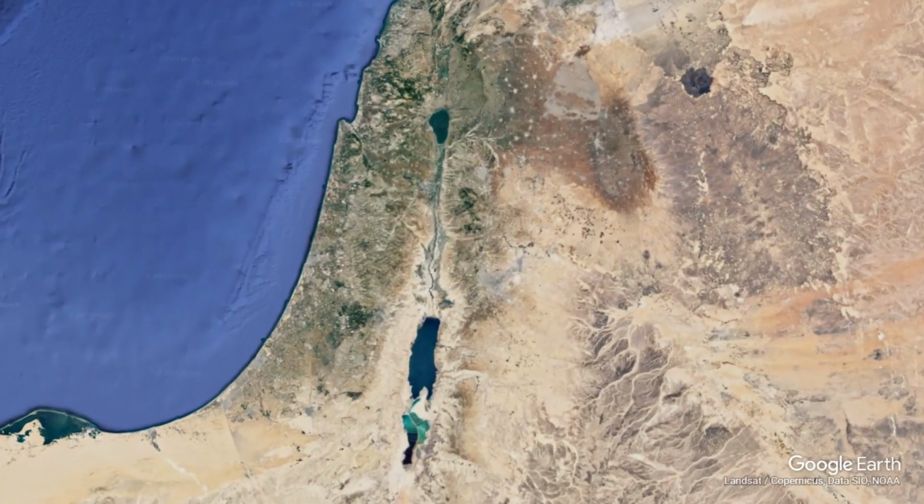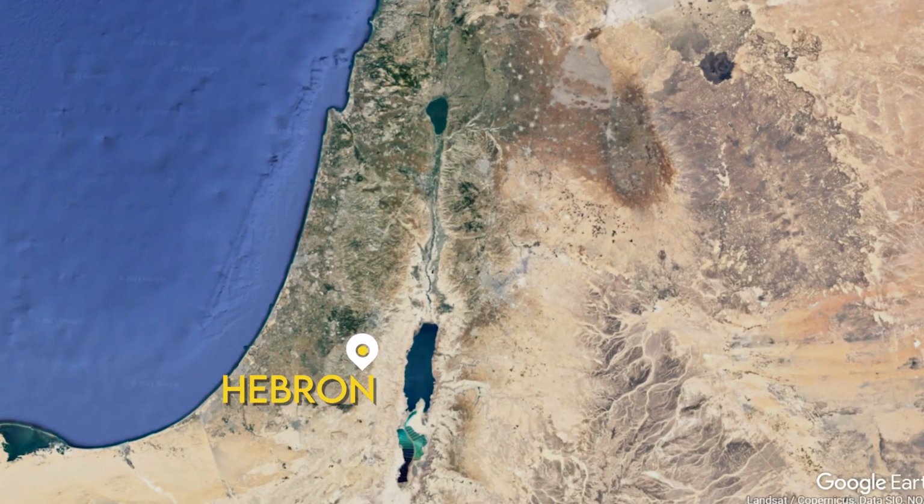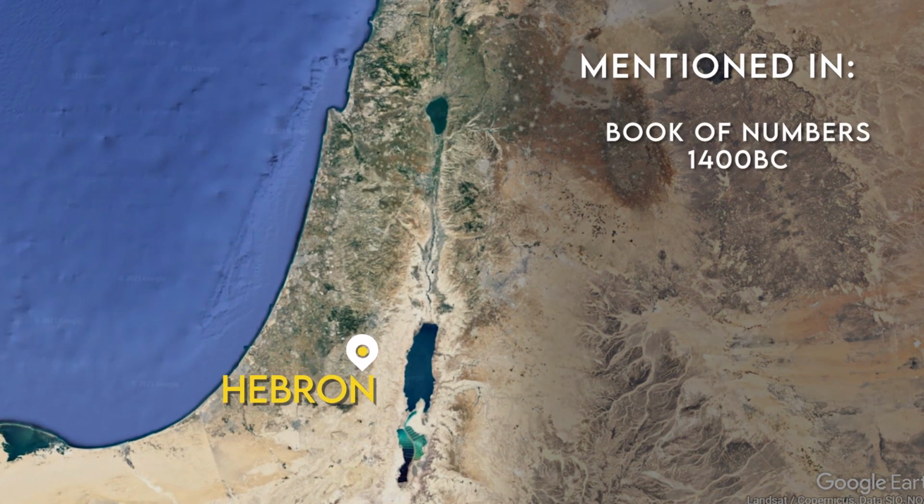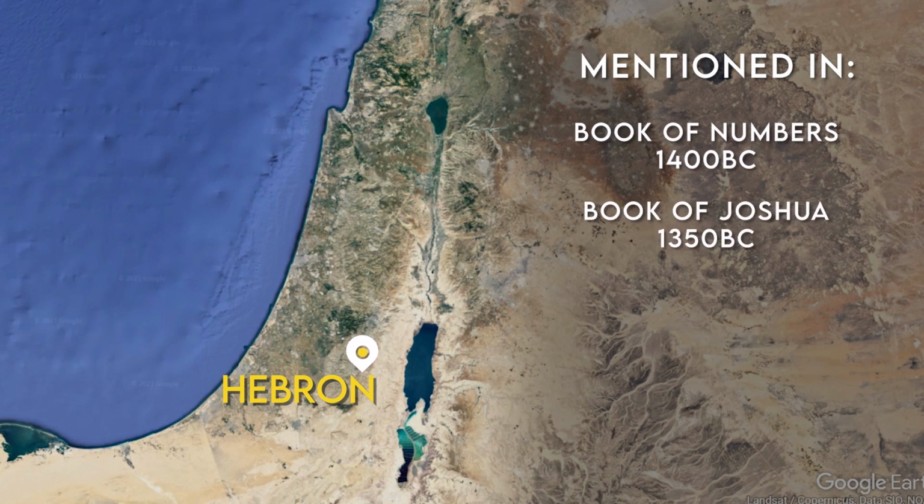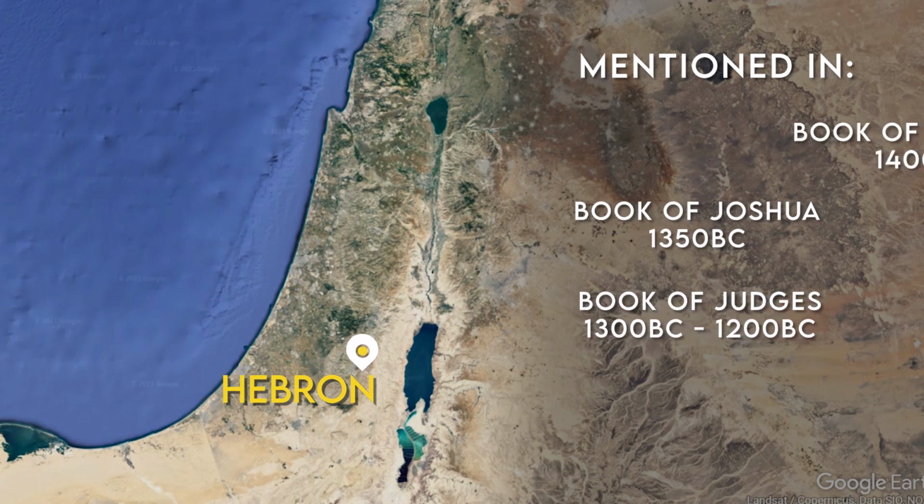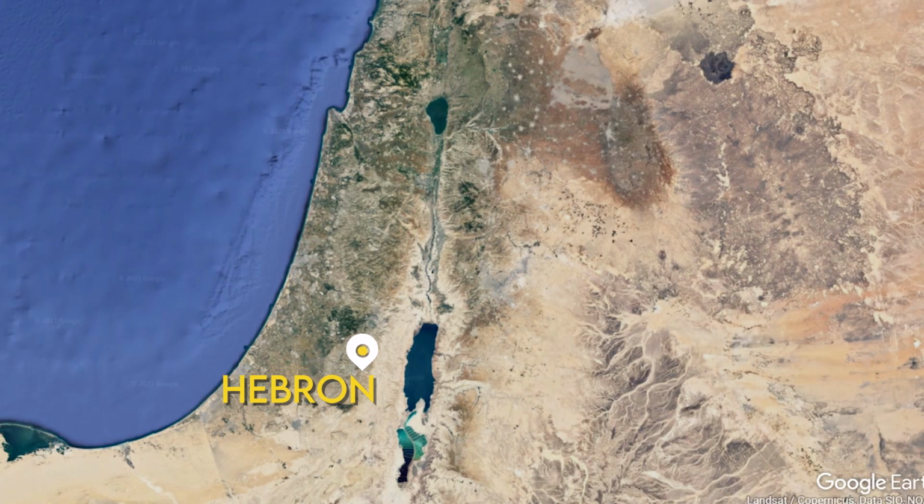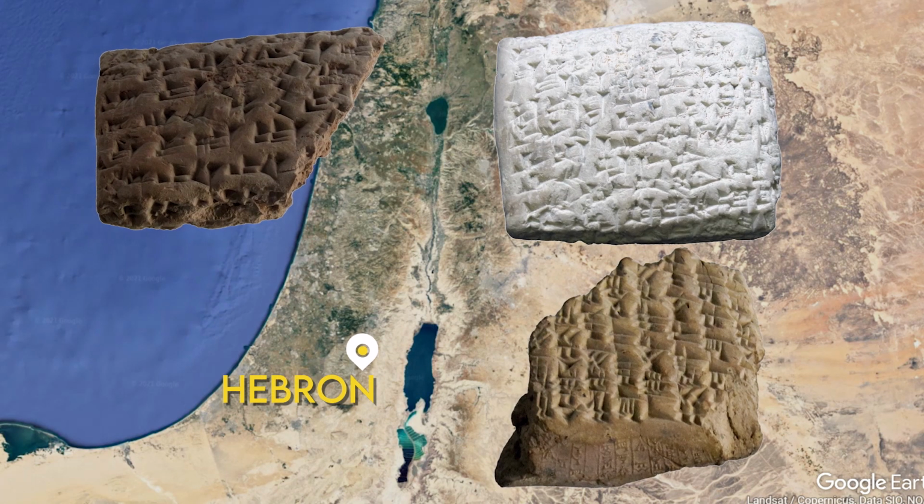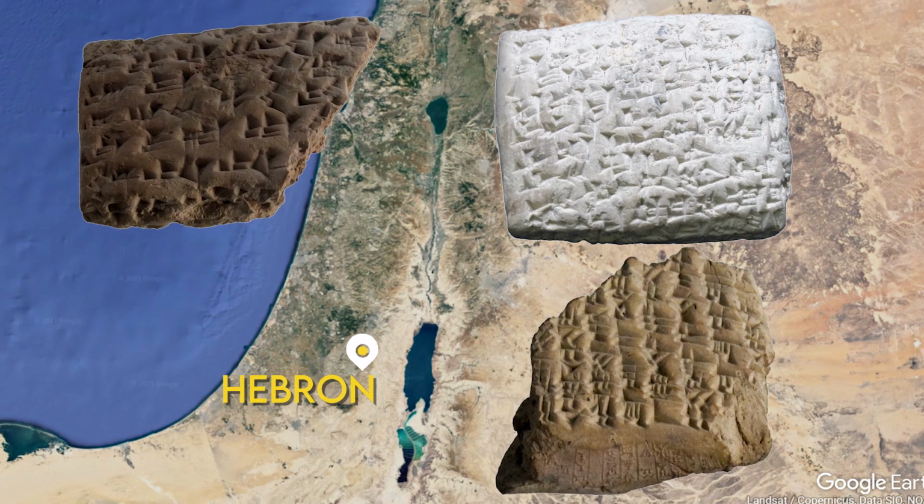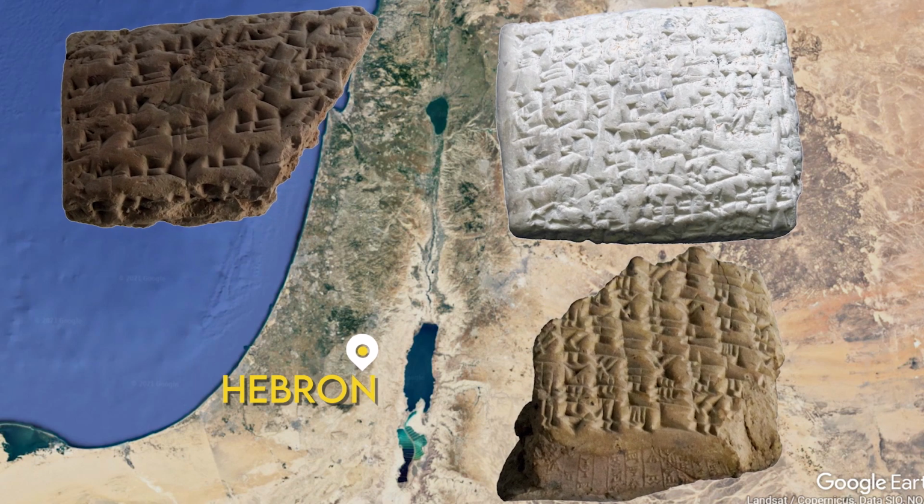The city of Hebron, which still exists today, is mentioned by Moses in the book of Numbers about 1400 BC, and then by Joshua about 1350 BC, and then in the book of Judges about 1300 to 1200. The Bible's detractors are quick to run to the archaeologists who claim that Hebron was not even a city at this time. They assert that because they have not yet turned up any physical archaeological evidence for the city of Hebron from that era, it must not have existed.